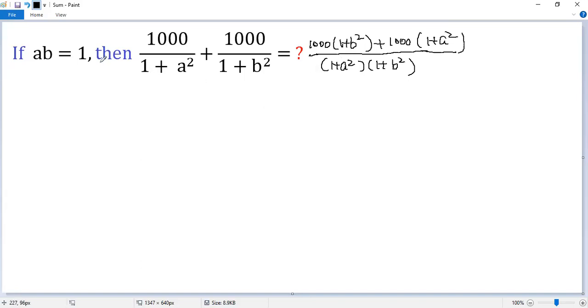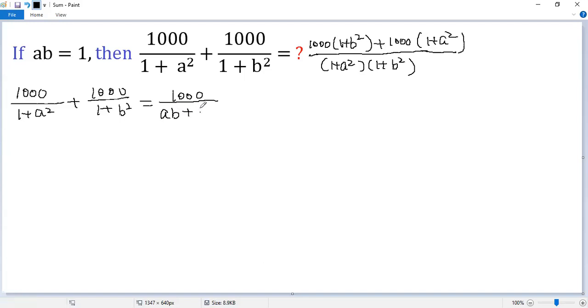The key idea is to replace 1 by ab. Let's go. 1000 over 1 plus a squared plus 1000 over 1 plus b squared. So we get 1000 over 1, which is ab plus a squared. Similarly, 1000 over 1 becomes ab plus b squared.